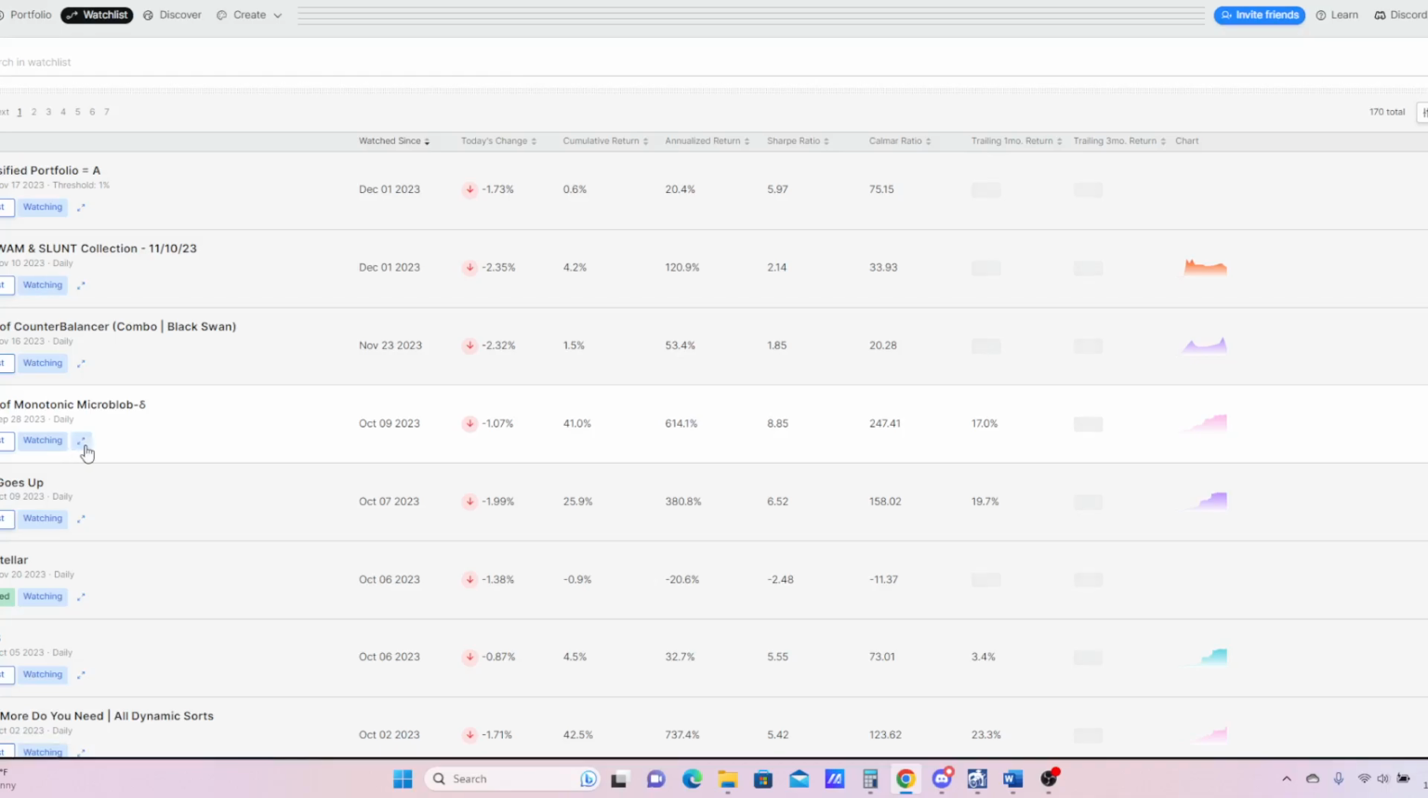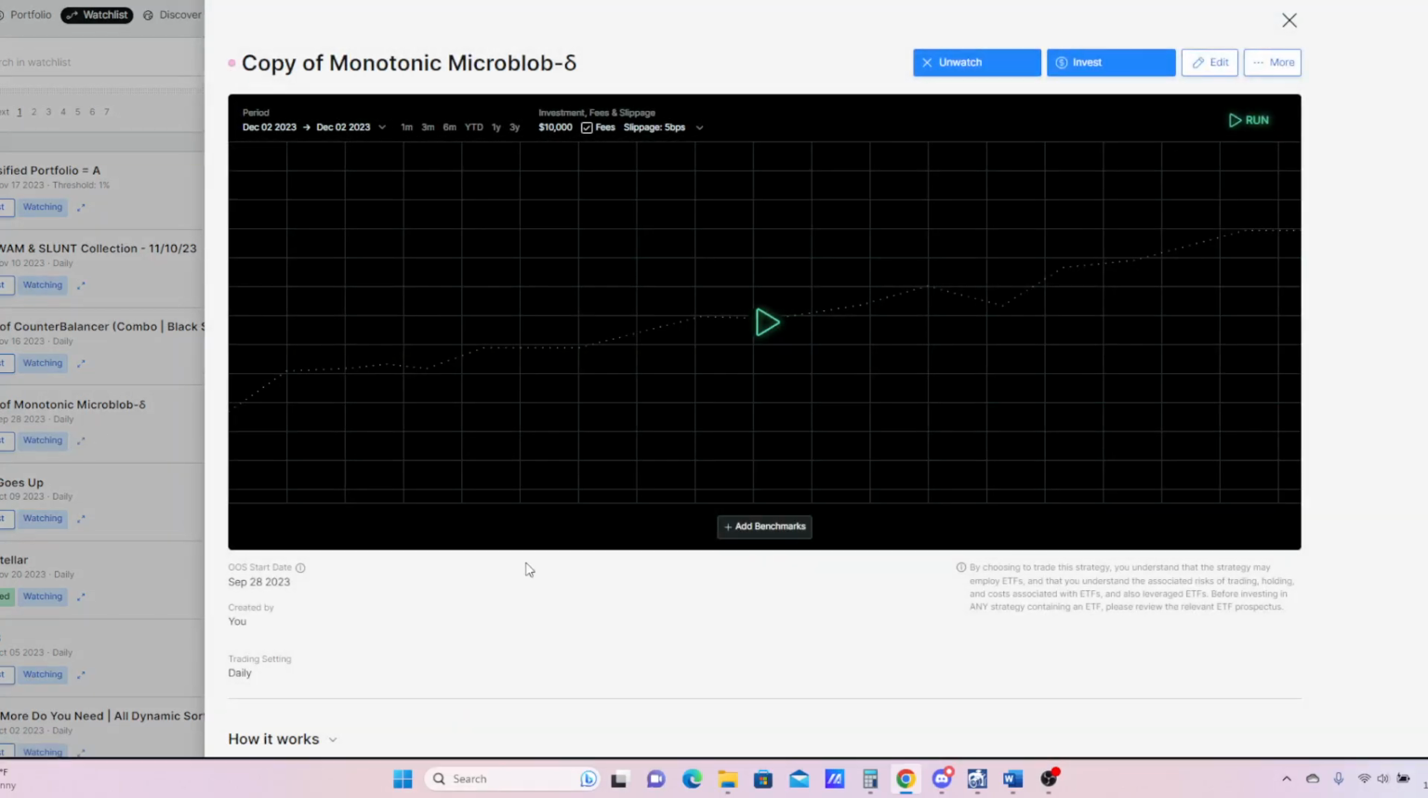Here it is. So this is the out of sample. I've been tracking the micro blob one since October 9th, and it's grown 41%, which is freaking awesome in a small amount of time. And this is since they came out with the dynamic sorting.